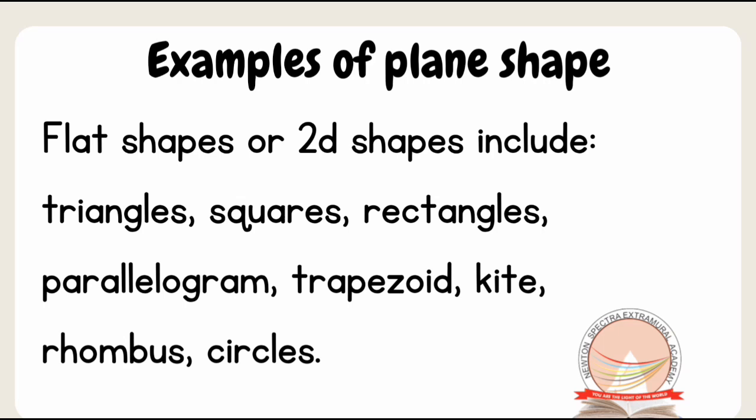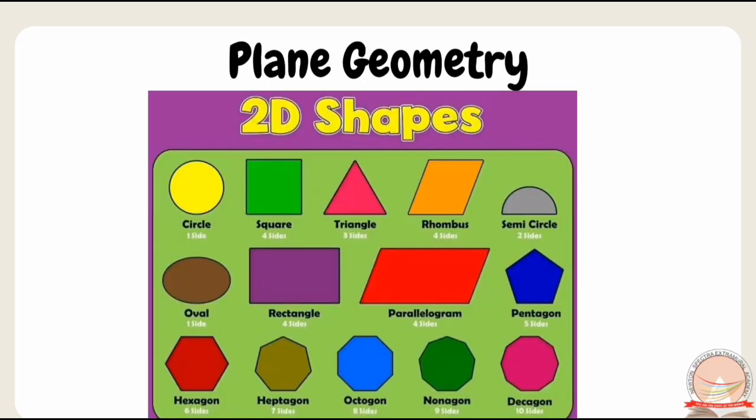Learners should note that any shape with three sides or more is known as a polygon. For instance, a triangle is a polygon, a square is a polygon, a rectangle is a polygon, and many more. Shapes with 7 sides, 5 sides, 9 sides, 10 sides, 11, 12 sides are known as polygons.